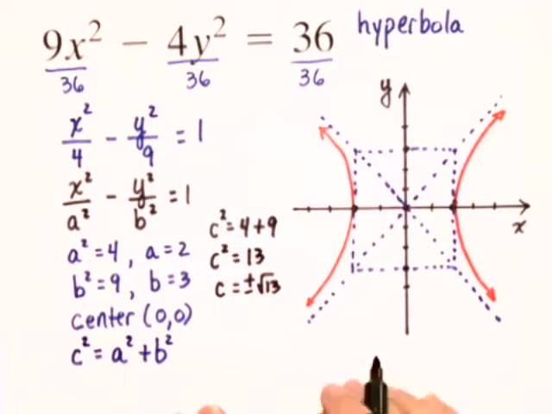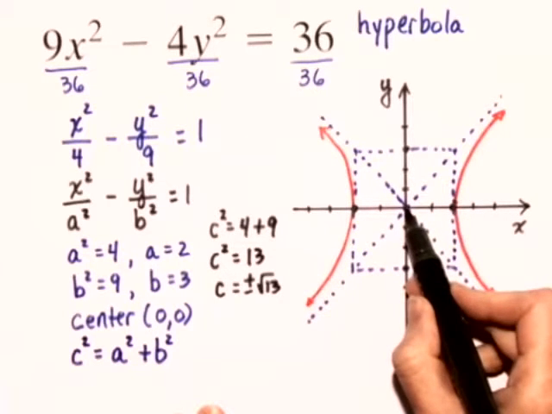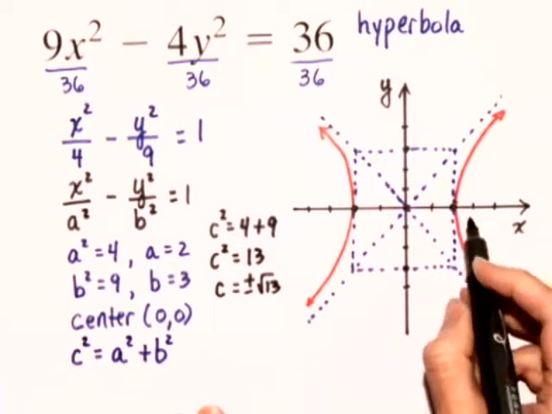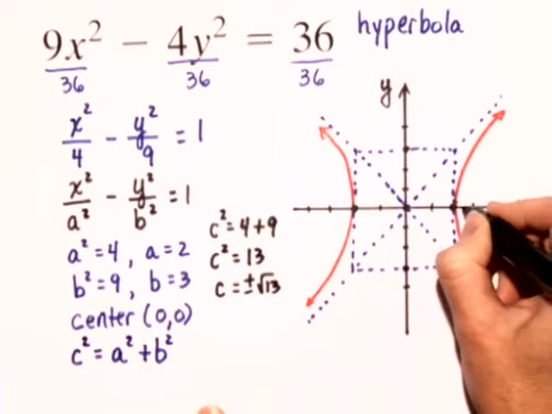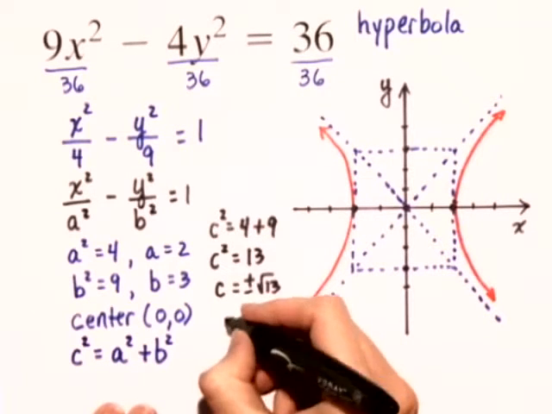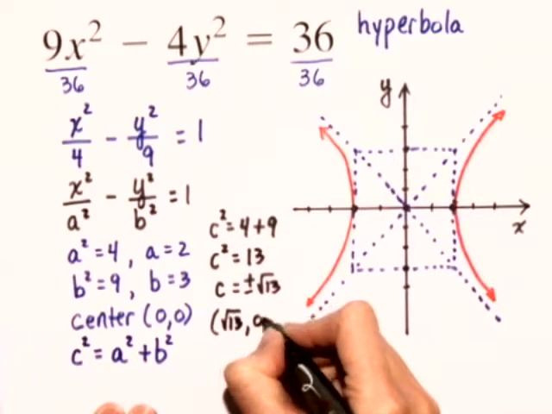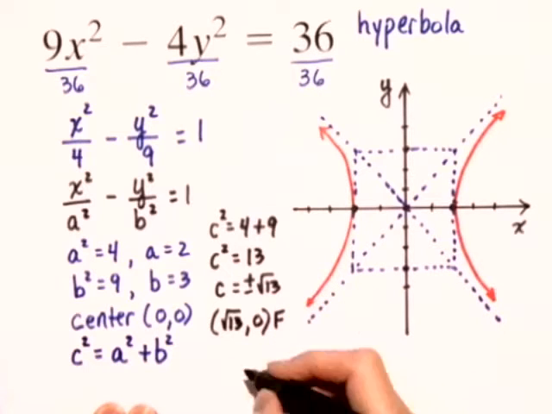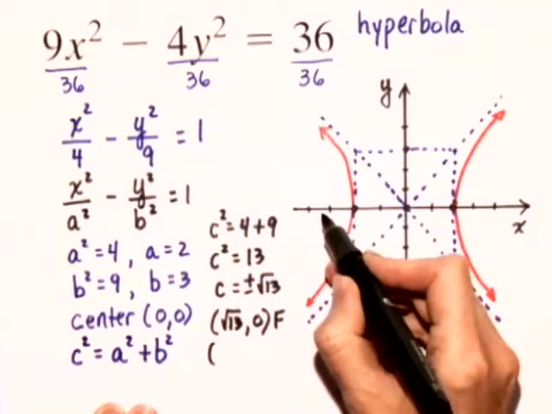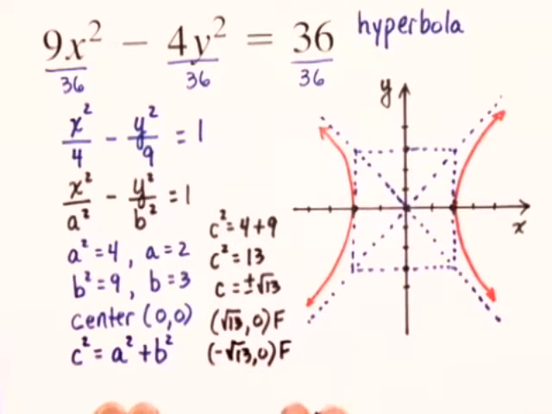So each focus is also located on this transverse axis. So from the center, we go the square root of 13 units to the right, the coordinates of the first focus would be the square root of 13, comma 0. That's one focus. And the other one would be negative square root of 13, comma 0. Now we're asked for one more piece of information. We want the equations for the asymptotes.